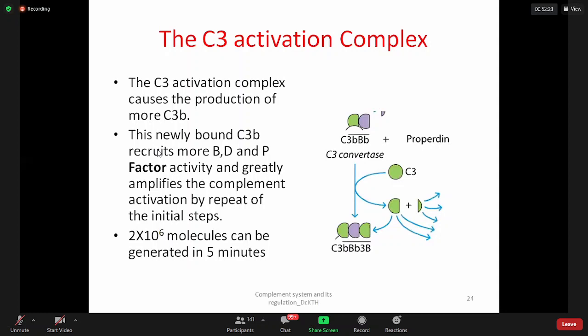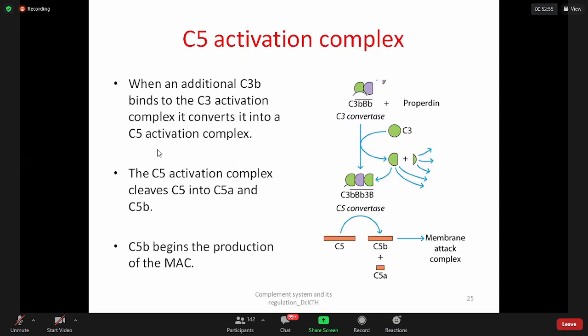Now, the moment we form this C3 activation complex, the rest of the steps are the same. In other words, we split C3 into C3a and C3b. And then this newly formed C3b, we recruit more of the B, the D, and the P. And then we have the C3b, Bb, C3b, which will give us the C5 convertase.